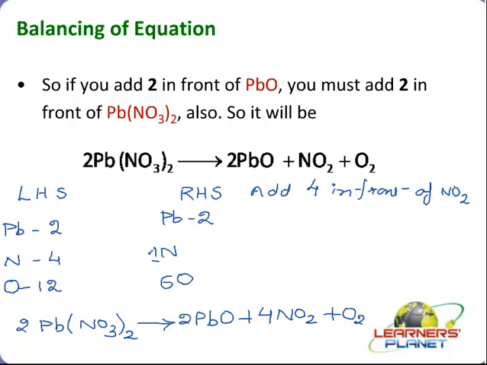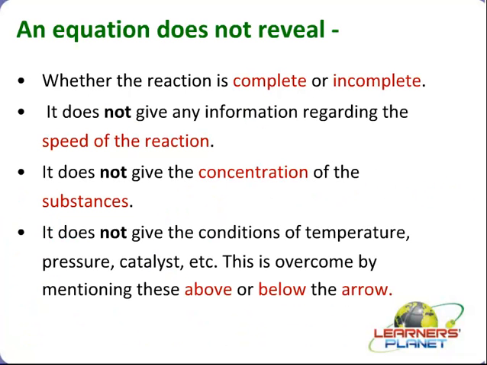As I have previously told you students, you cannot change the formula of a compound. What you can do is just start adding the least number, then count the number of atoms on both LHS and RHS side, right? So I hope now you can balance a chemical equation. Okay. Now let's move to the limitations of a chemical equation.